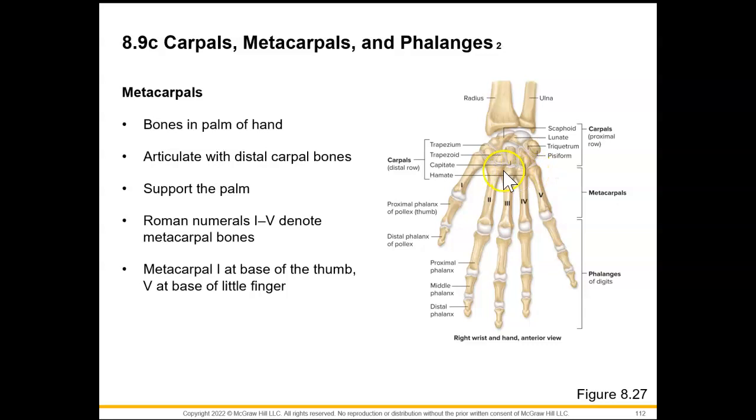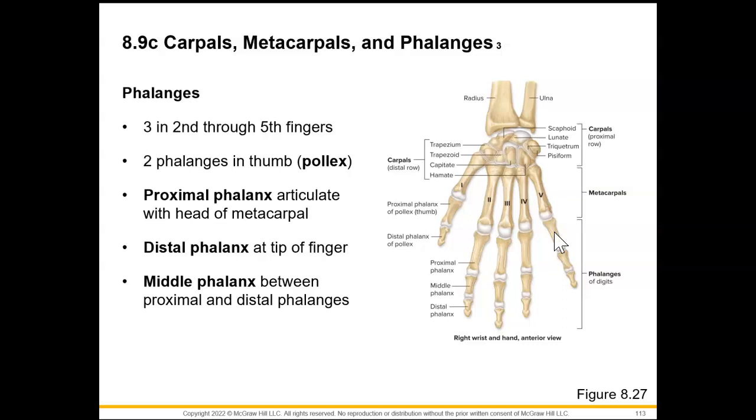Then beyond our carpals, more distally, we are going to have our metacarpals. These are the bones in the palm of our hand, and they articulate with the distal carpal bones here. They help support our palm, and we refer to them in Roman numerals 1, 2, 3, 4, and 5. Metacarpal 1 is at the base of our thumb, and metacarpal 5 is the base of our little finger. And now for our phalanges.